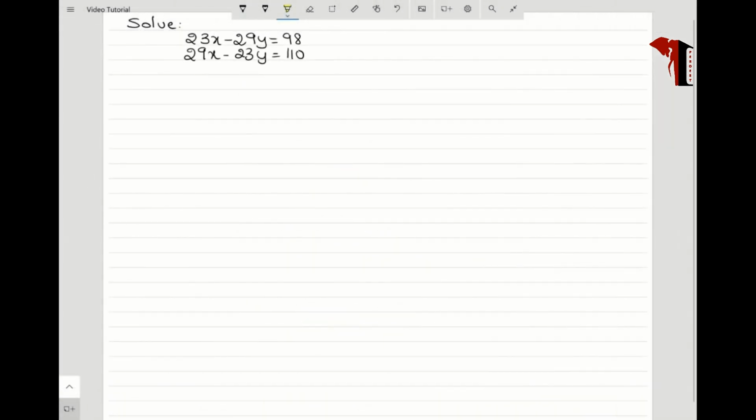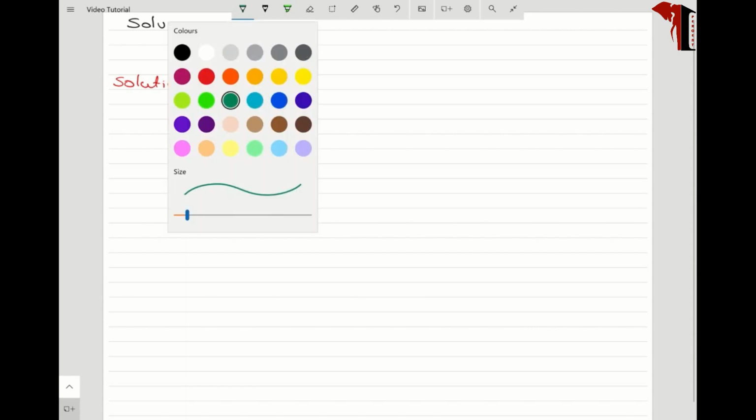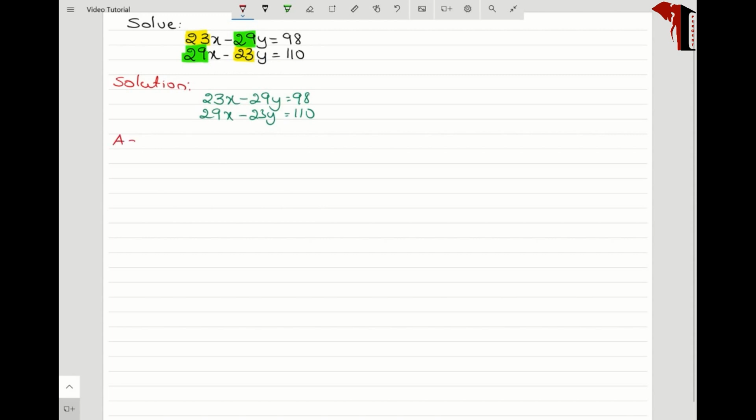As you can see in this example, it is 23x and 23y, as well as here it is 29y and 29x. So this example purely follows our special case. Let me rewrite the equation in the solution. That is, 23x minus 29y equals 98 and 29x minus 23y equals 110. As per the method, first we need to add the equations.